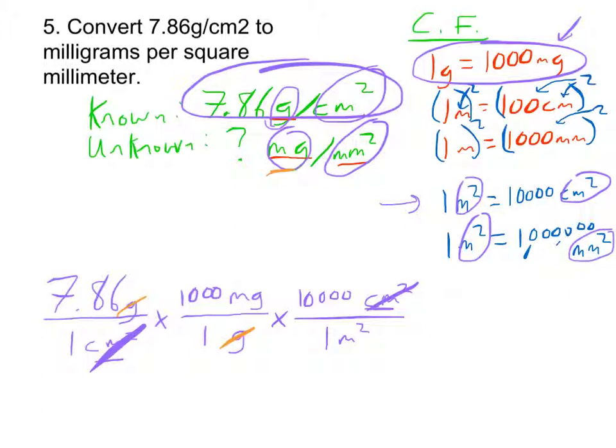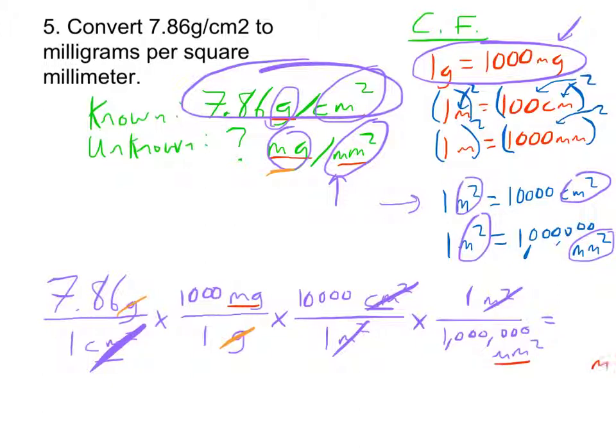Now, how do we get from meters squared to millimeters squared? That's what we're looking for, millimeters squared. We multiply by this other conversion factor. We put meters squared on top, and we put millimeters squared on the bottom. Why do we do that? So meters squared cancels, and the only units that we have left are milligrams and millimeters squared.